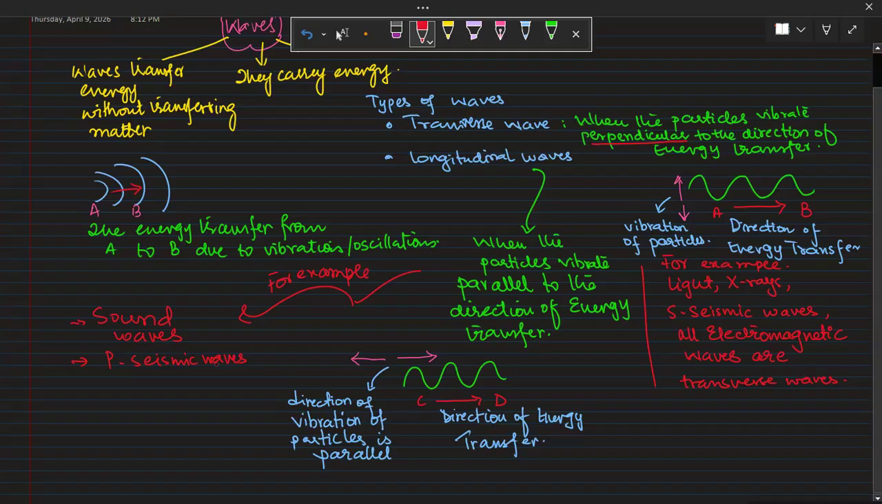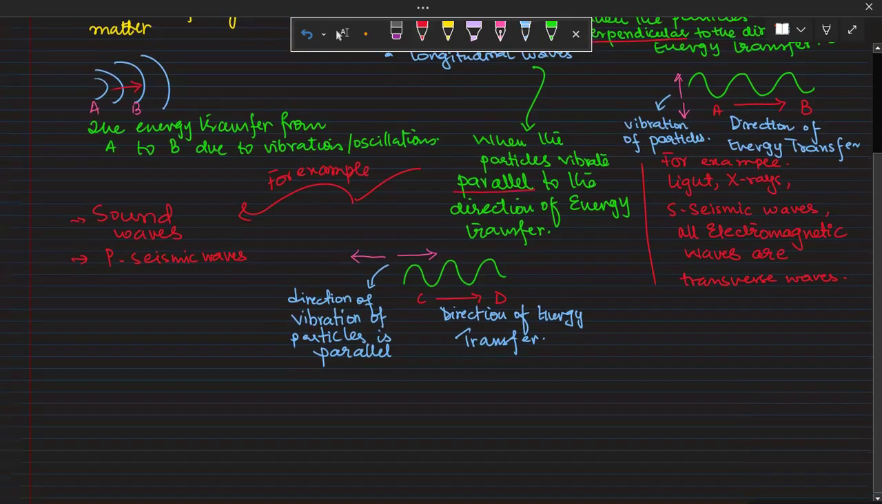Do these waves form due to the movement or vibration of the tectonic plates? Yes. So when the plates move or vibrate parallel to the direction of energy transfer, they produce longitudinal waves, right? And when the plates vibrate perpendicular to the direction of energy transfer, they produce S seismic waves, which are an example of transverse waves. If it is P seismic, the plates vibrate parallel, which is longitudinal. So the key term you have to memorize: parallel vibration is for longitudinal waves, perpendicular vibration is for transverse waves, right? I hope this is clear.